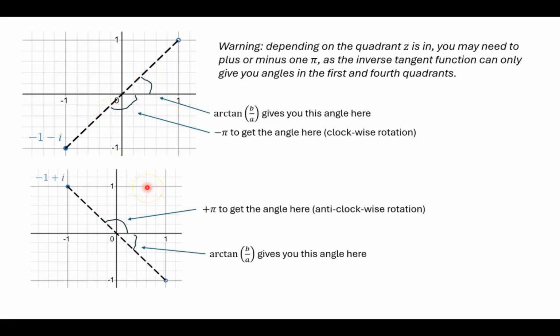Similarly, if you got the complex number in the second quadrant, like this one here, -1 plus i, the b over a will be negative, but the arctangent will give you the result in the fourth quadrant. This is because it does not know whether it is b or a that is negative. So if you put a negative number in the arctangent function, it automatically gives you a result in the fourth quadrant. In this case, you need to plus a pi. So you basically rotate anti-clockwise, and you can get this number.